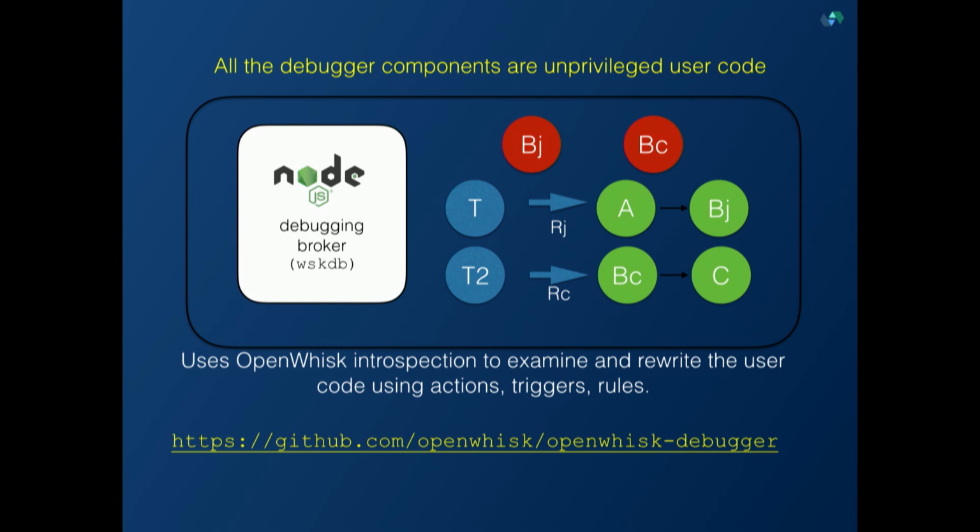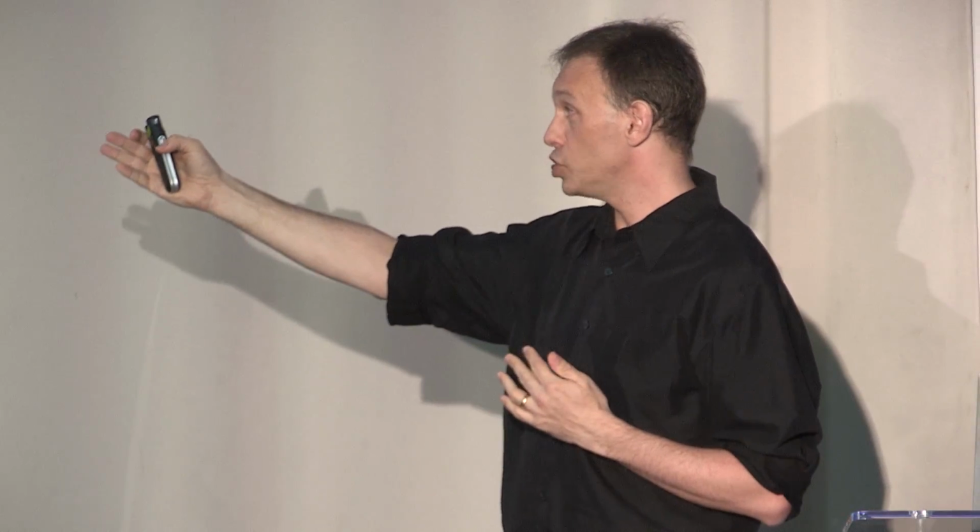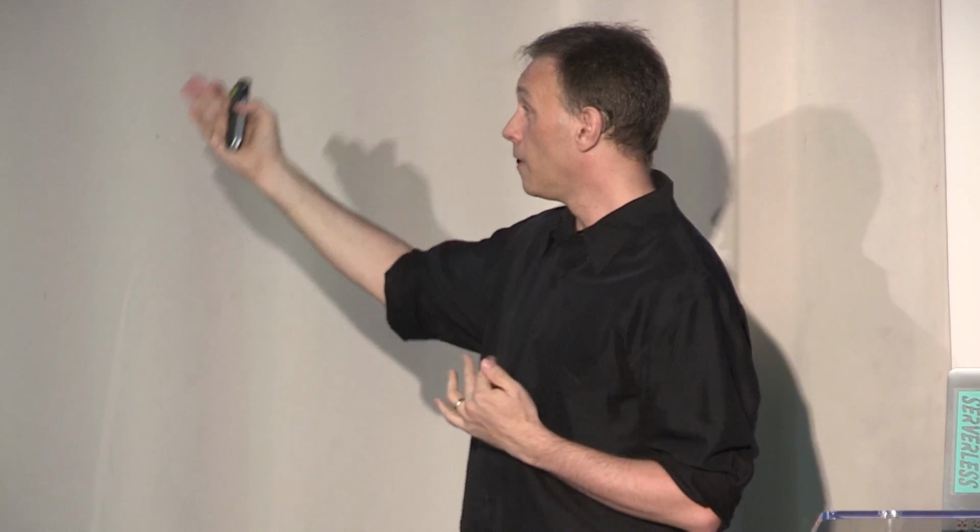What I think is the cool thing about all of this is that this was all done completely in user code. There wasn't any privileged system access, so a user could just do this. All in user space. All you have to do is be able to introspect your actions and rules, delete them and rewrite them, install them, and then write a little debugging program locally.